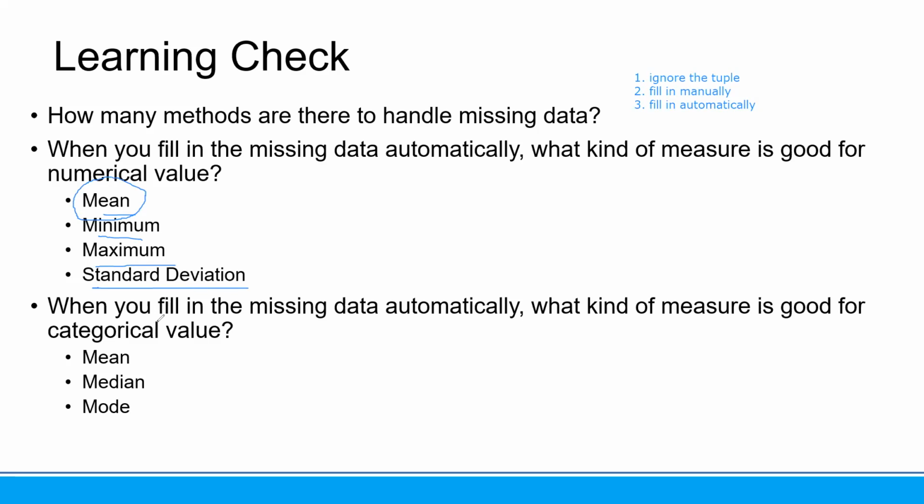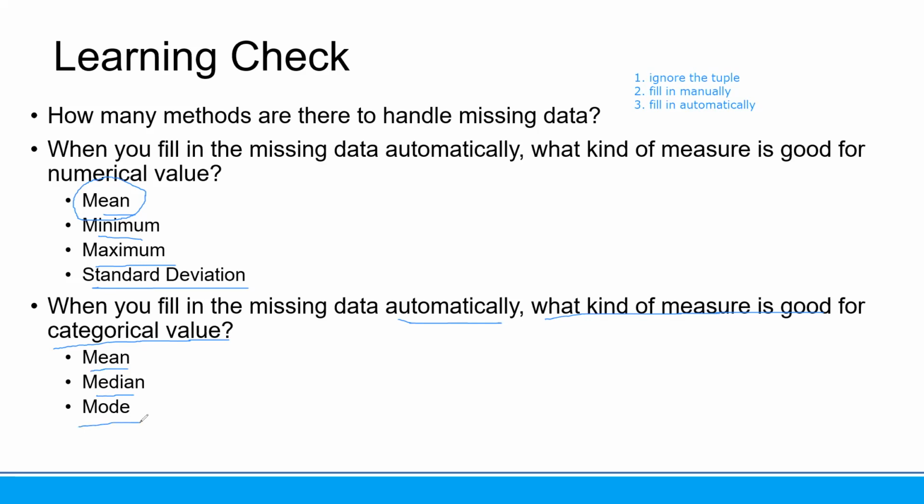When you fill in the missing data automatically, what kind of measure is good for a categorical value? Mode, mean, median? If it is a categorical value, can we get the mean? No. There is no mean for a categorical value. Median, is there any median for the categorical value? No. What about mode?